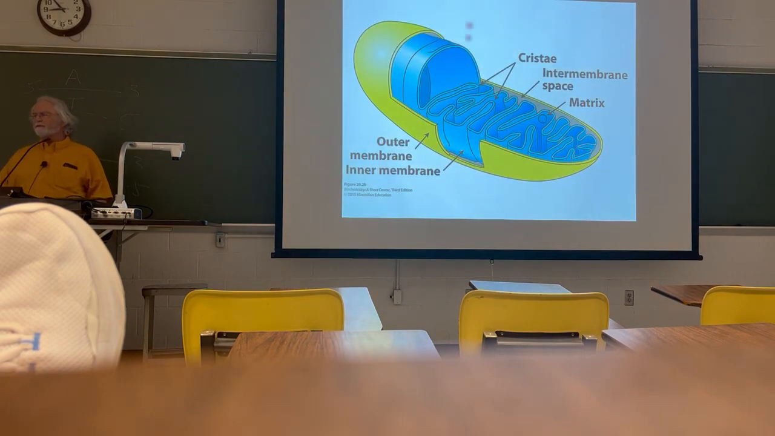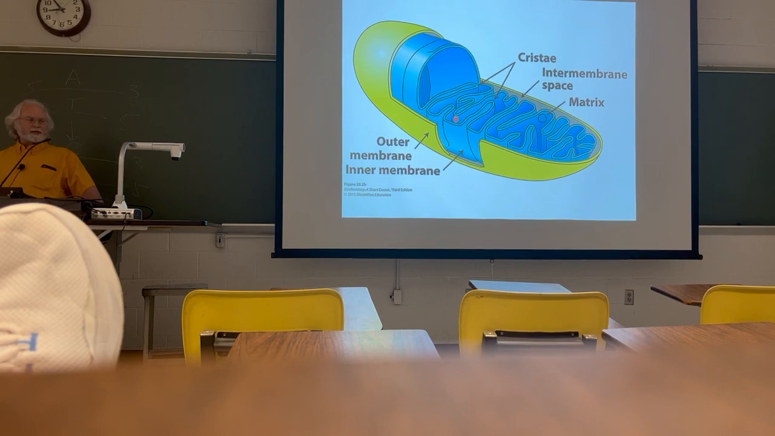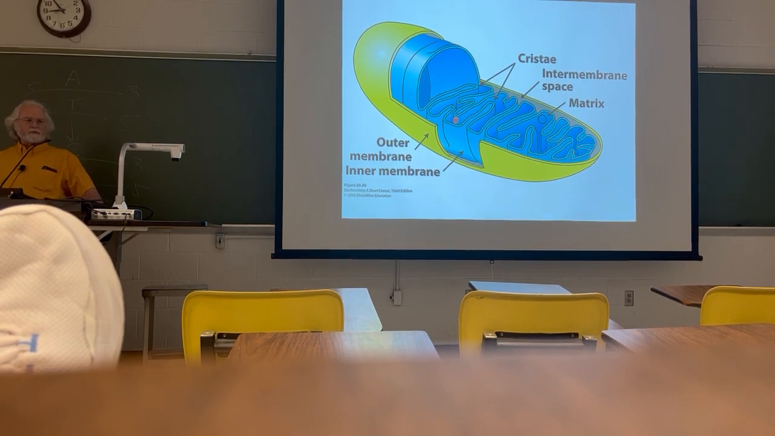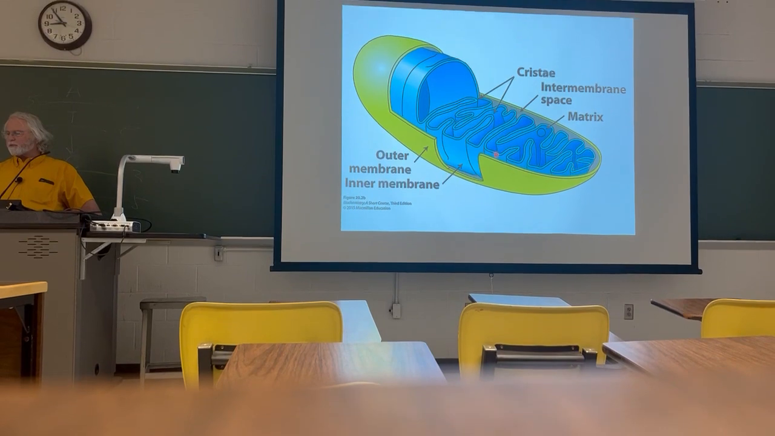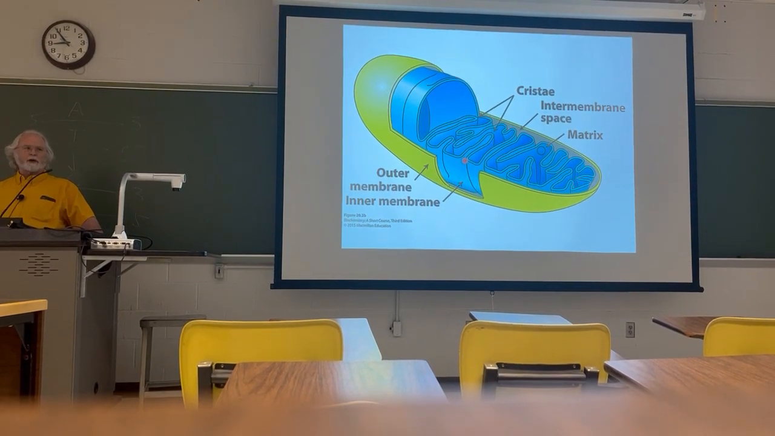So here's a cartoon of a mitochondria. It has two membranes. It has an outer membrane and an inner membrane. And the space inside the inner membrane is called the matrix. And so the citric acid cycle and pyruvate dehydrogenase enzymes are in the matrix. They're producing that NADH and FADH2 in the same location as the proteins that are involved in the electron transport chain, which are in the inner membrane of the mitochondria.